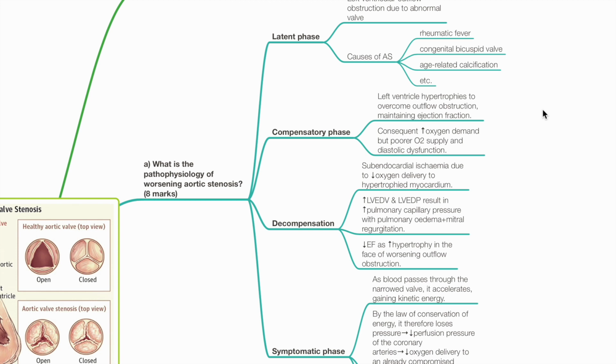Decompensation phase: subendocardial ischemia occurs due to reduced oxygen delivery to the hypertrophied myocardium. Increased LV-EDV and LV-EDP results in increased pulmonary capillary pressure with pulmonary edema and mitral regurgitation. Ejection fraction reduces as hypertrophy increases in the face of worsening outflow obstruction.